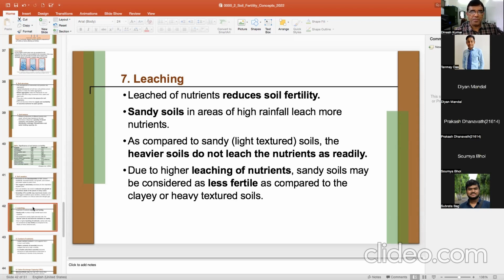reduce the fertility. So as compared to sandy soils, the heavier soils do not lose the nutrients as readily as sandy soils. So sandy soils in areas of high rainfall leach more nutrients. Due to higher leaching of nutrients, sandy soils may be considered less fertile as compared to the clay or heavy texture soils.